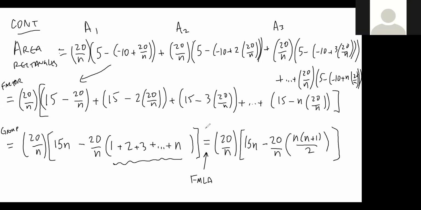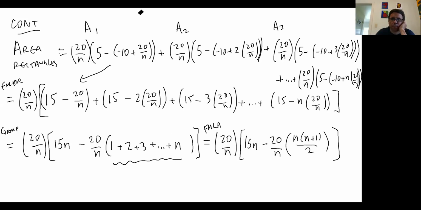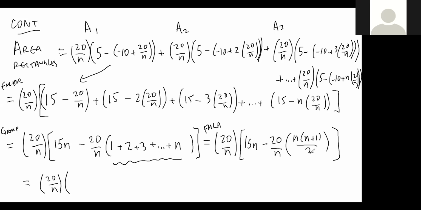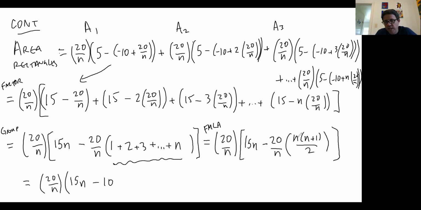I think I got it. Yeah, I have enough room. Let me put that down below. All right, so let's clean it up here. 20 over n. What can I do with these fractions? Well, I've got n and n, cancel them. I've got 20 and 2, divide. So I'll have 15n minus the 20 over the 2 becomes 10. Those n's cancel out, and I'll have 10 times n, and the n plus 1 is still there.